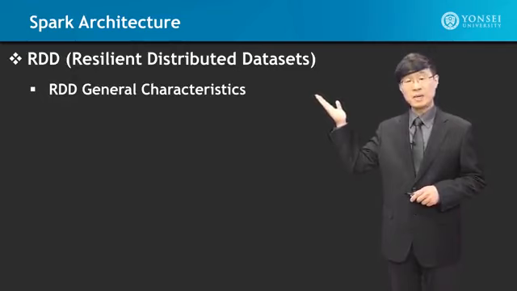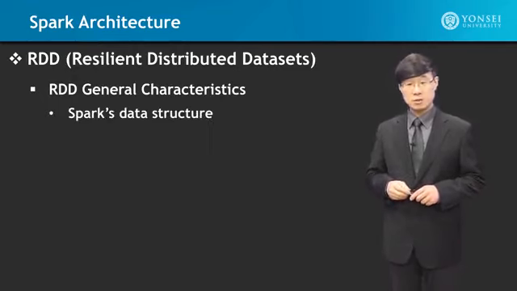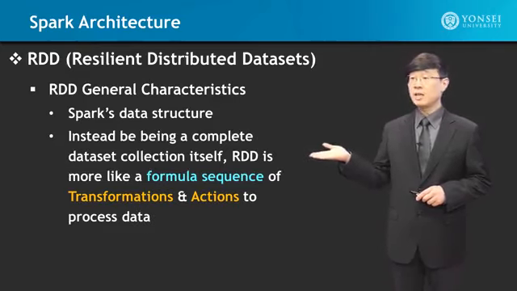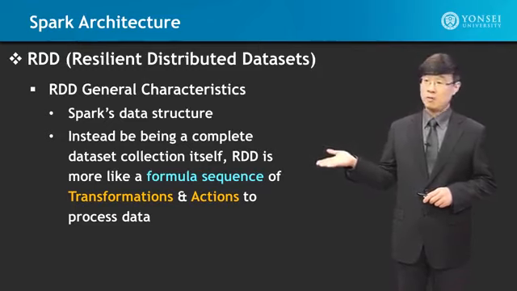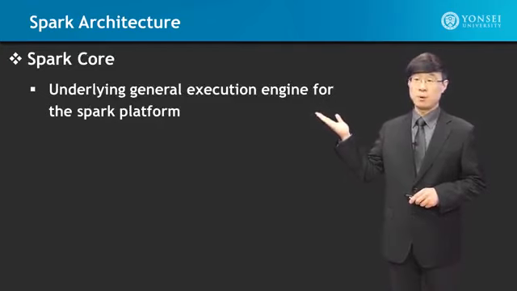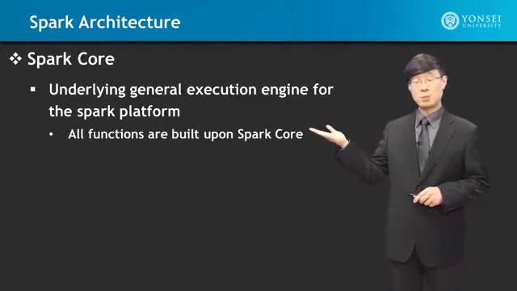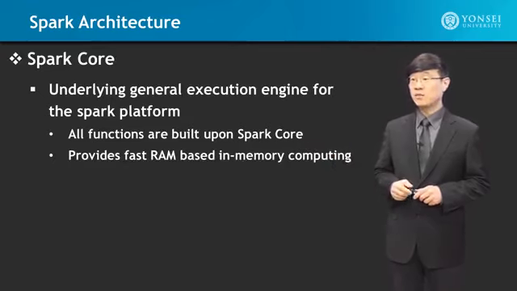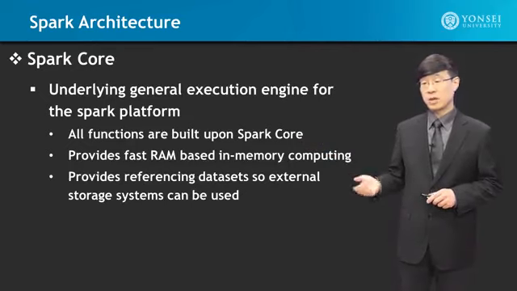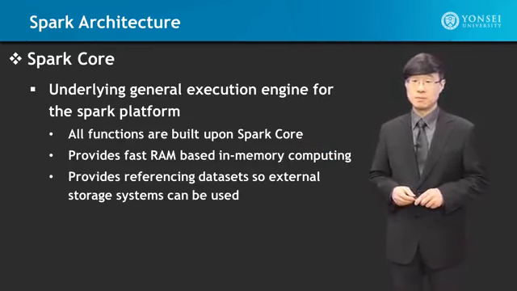Spark's architecture is based on the RDD, the Resilient Distributed Data Set. It is Spark's data structure. Instead of being a complete dataset collection itself, RDD is more like a formula, a sequence of transformations and actions to process the data. Spark Core is an underlying general execution engine for the Spark platform. All functions are built upon Spark Core, and it provides fast RAM-based in-memory computing. It provides referencing datasets so external storage systems can be used.